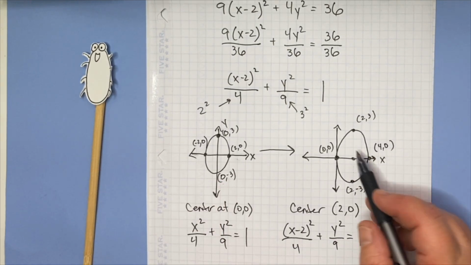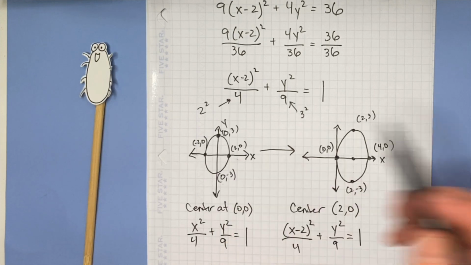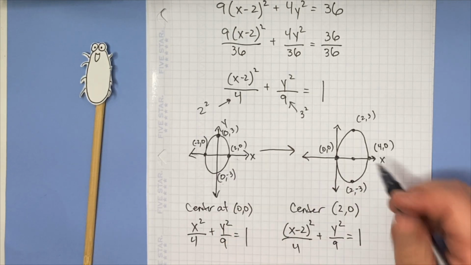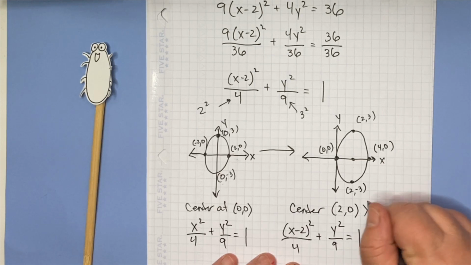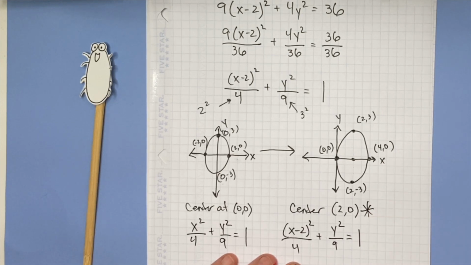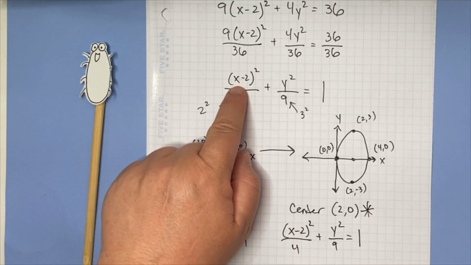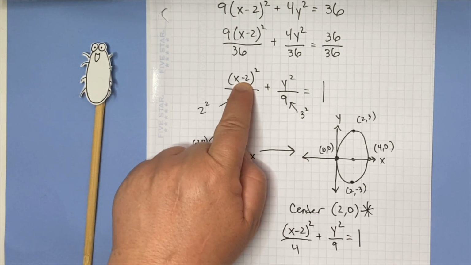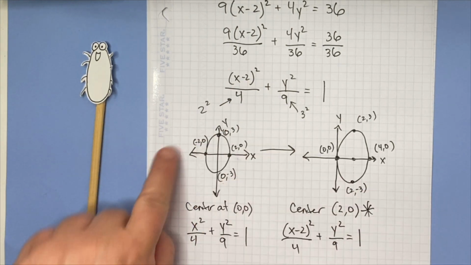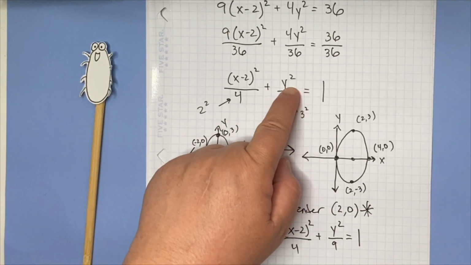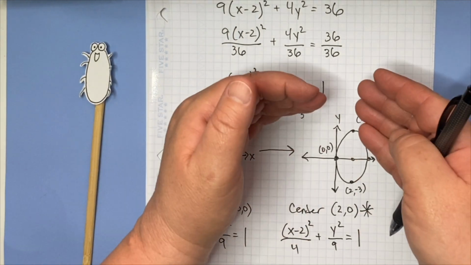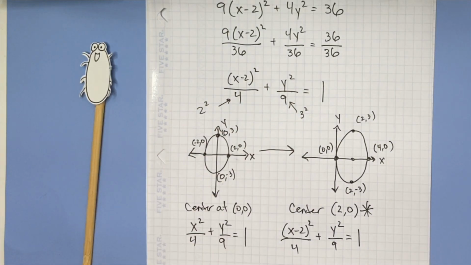And I drew it on, this one ended up being slightly small because I wasn't being as careful. This one I'm being a little bit more careful. It ends up being a little bit wonky. Sorry about that. But the new center is at 2, 0. Now, if it had been x plus 2, we would have gone to the left. So we'd center it around negative 2.